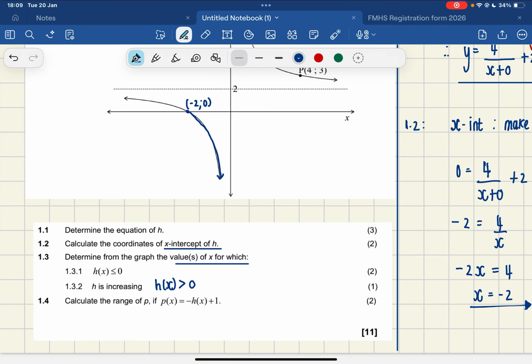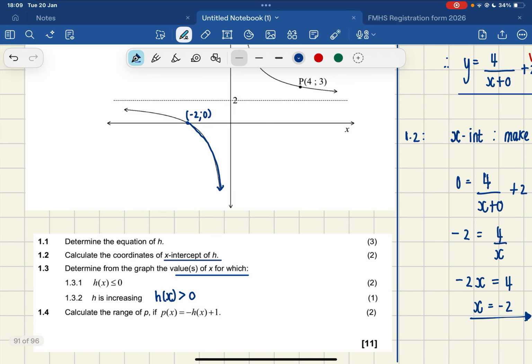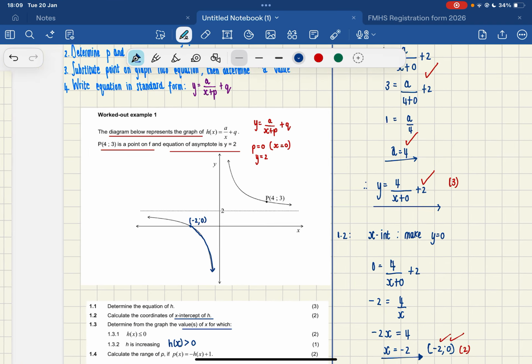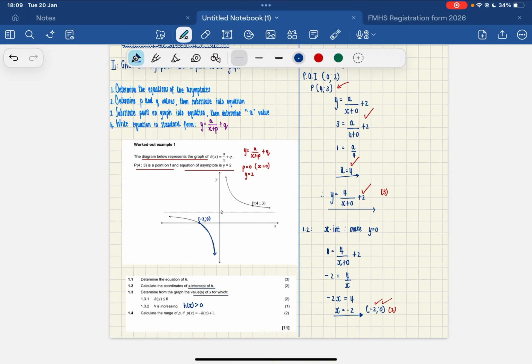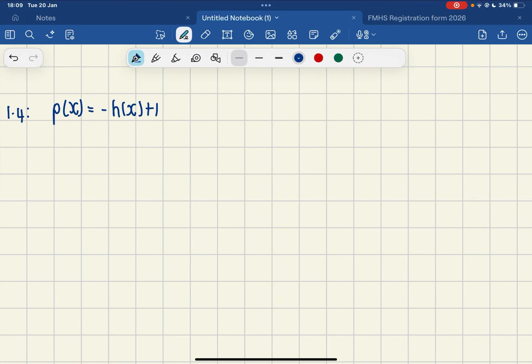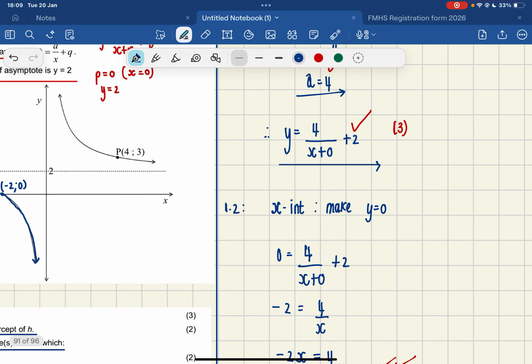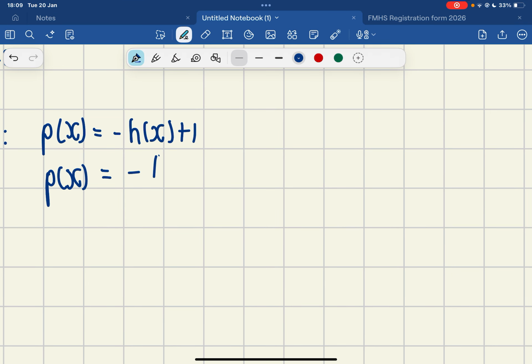Anyways, it says question P. Question 1.4 says P is essentially negative h of x plus 1. So P of x is negative h of x plus 1, and h of x we said is essentially 4 over x plus 2. So P of x is essentially negative 4 over x plus 2.